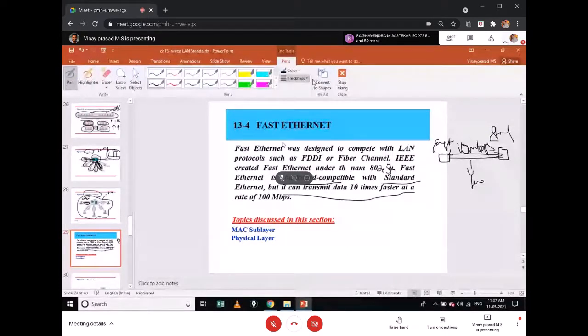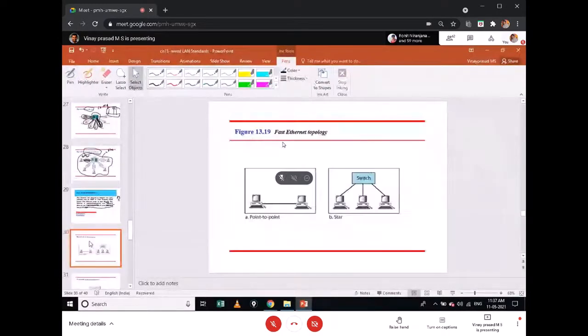And what topological changes did we make with respect to standard Ethernet? There will be no bus. If one or more stations want to connect, they would connect in a point-to-point topology if there are only two stations. If you have more than one station, then we connect them in a star topology.